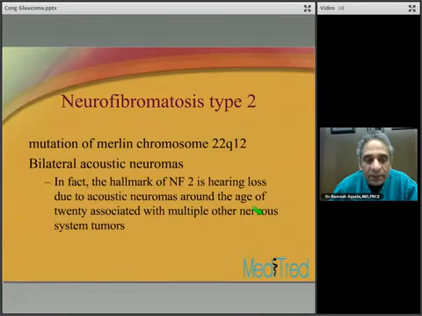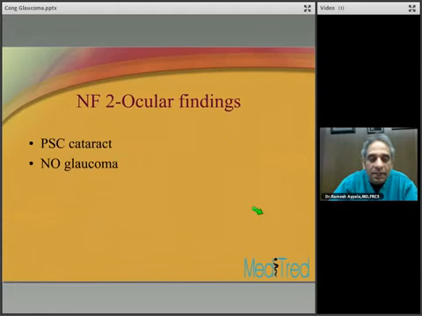Neurofibromatosis type 2 is associated with bilateral acoustic neuromas. In fact, the hallmark of neurofibromatosis type 2 is hearing loss due to acoustic neuromas around the age of 20, associated with multiple other nervous system tumors. As far as the eye is concerned, these patients do not exhibit glaucoma. The only ocular finding that type 2 has is PSC cataract, or posterior subcapsular cataract formation.